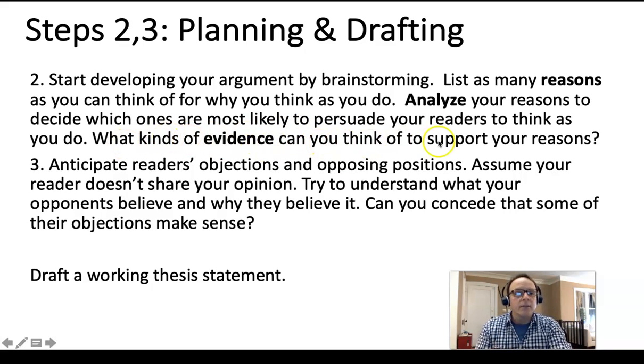What kinds of evidence can you think of to support your reasons? That's the most important thing. So you state this thesis, we should decriminalize hard drugs. What's the reasoning behind that? Or you state this thesis, we should not legalize drugs of any kind. And what's your thinking on that? What are your reasons? If you have at least three good reasons that you can back up with evidence, that's a good start.